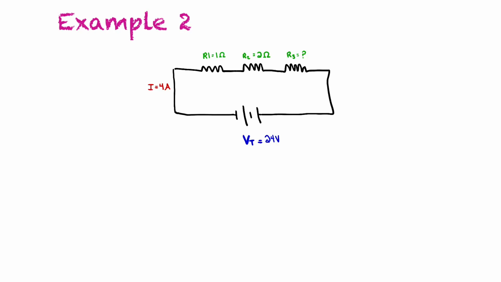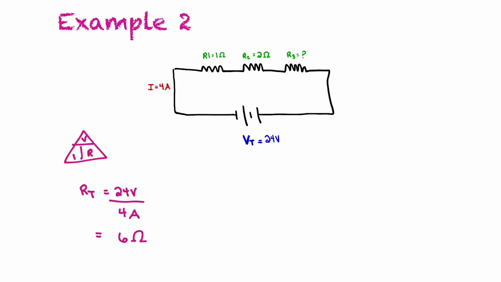So the first thing that we can do is use Ohm's Law, the V equals I times R formula, to figure out what the total resistance is. So we know the voltage and we know the current, so resistance will be equal to 24 volts divided by 4 amps. Remember, it's R equals V divided by I. So 24 volts divided by 4 amps is a total of 6 ohms. So the total resistance is 6 ohms.